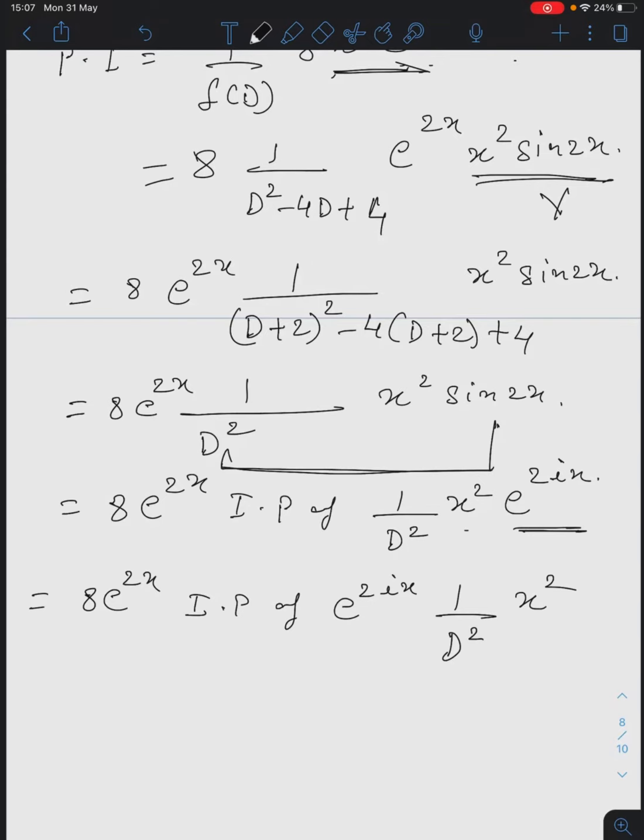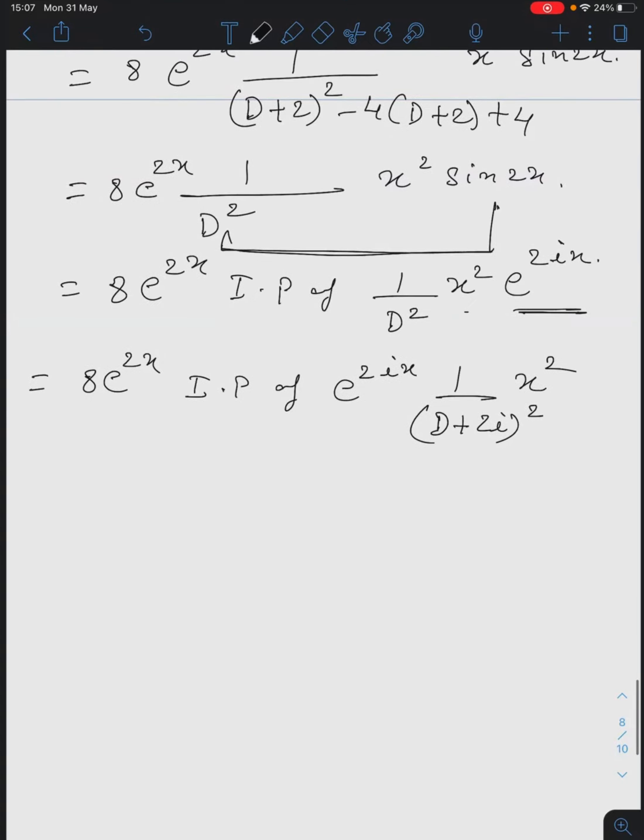Is it correct what I have done? D needs to be replaced with what? D plus 2x. x square. Okay, so don't forget to replace D with D plus 2i, or it can be anything depending upon the question. So this is 8 e to the power 2x as it is.